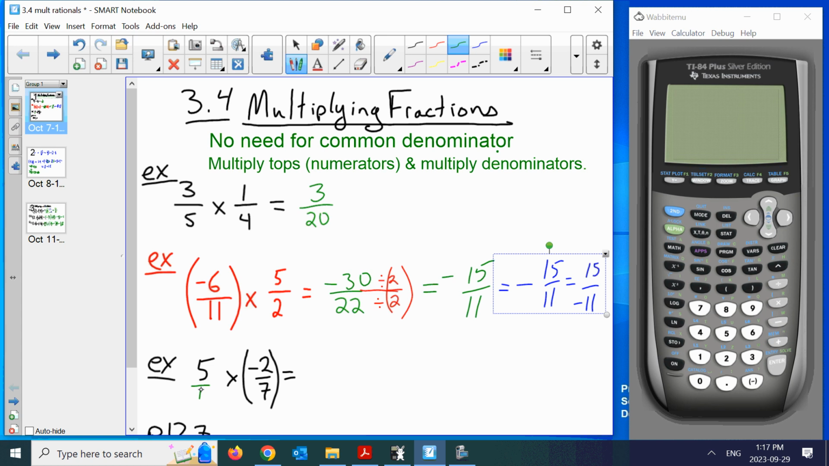So 5 times negative 2 is negative 10. And then 1 times 7 is 7. You know what? For proper fractions, I'm cool with them as a final answer. You don't have to go negative 1 and 3 out of 7.